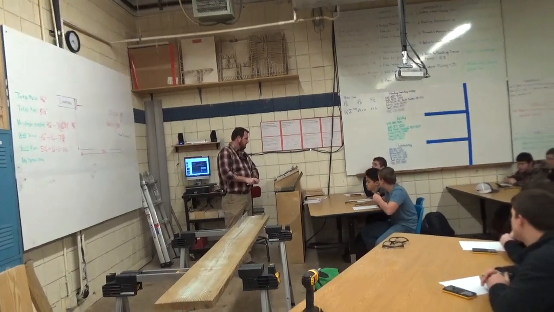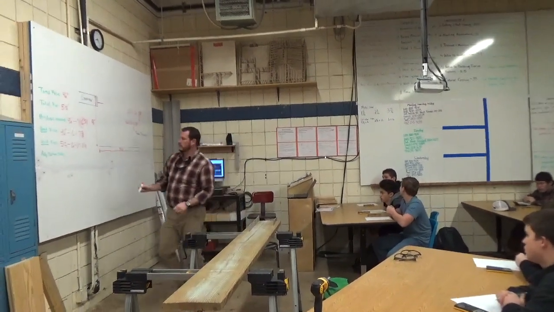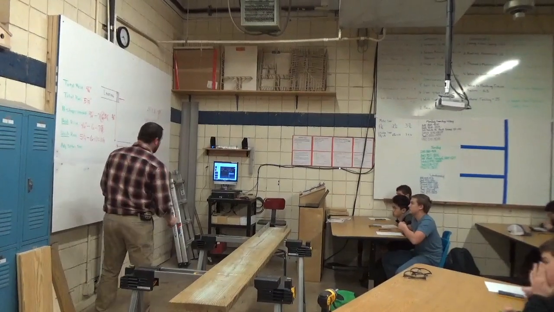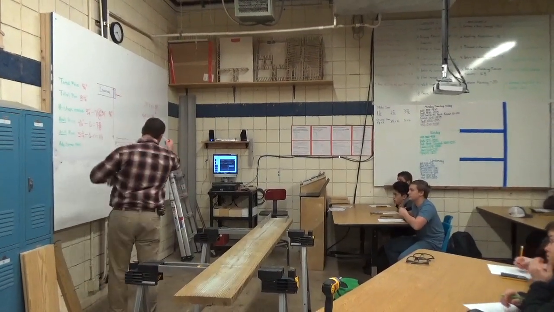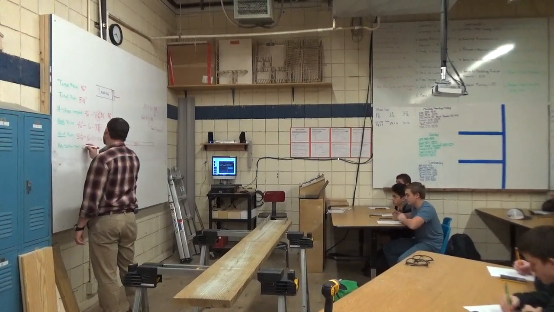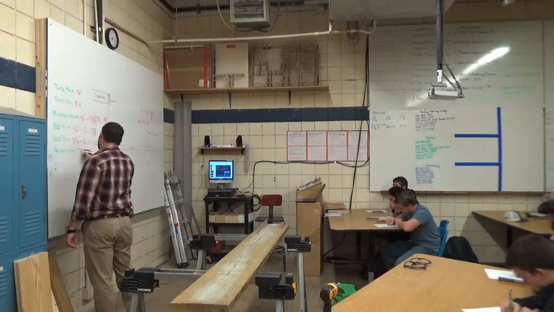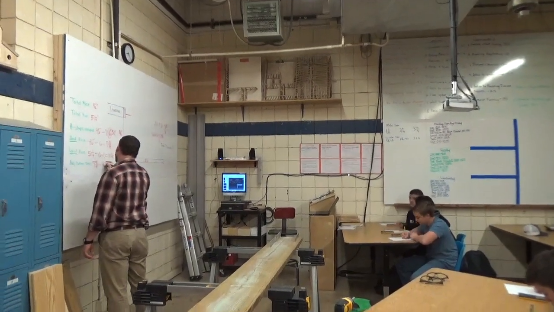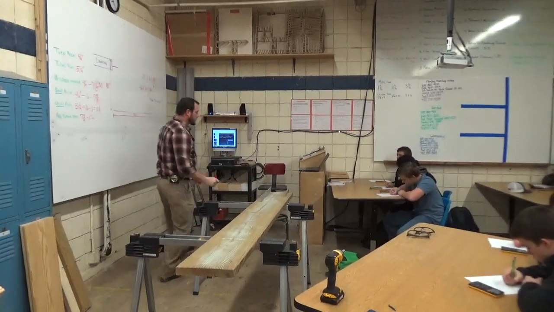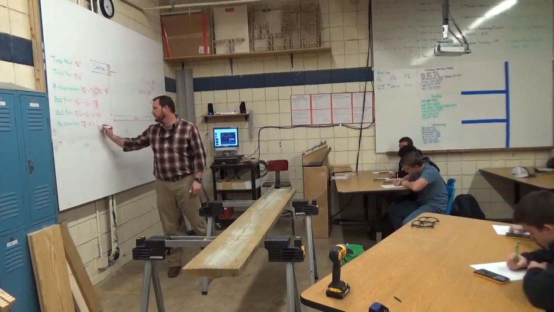You have to subtract the tread thickness from the unit rise. So our tread thickness is what? 1 inch from the unit rise. What's my unit rise? 7 5/8 minus 1 inch. That should be easy. 6 5/8.